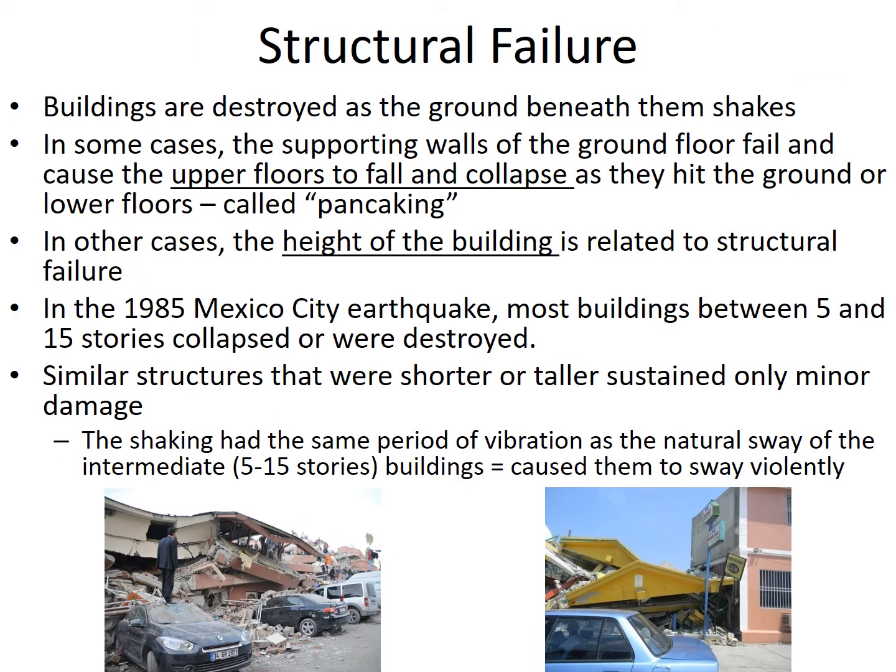Buildings are destroyed as the ground beneath them shakes. In some cases, the ground floor fails, and this causes the upper floors to fall and collapse. And this is called pancaking. In other cases, the height of the building is related to structural failure. For example, in 1985, in the Mexico City earthquake, most buildings between 5 and 15 stories collapsed or were destroyed. And if they were shorter or taller, they only sustained minor damage. So there was that area between 5 and 15 stories that caused them to sway violently.